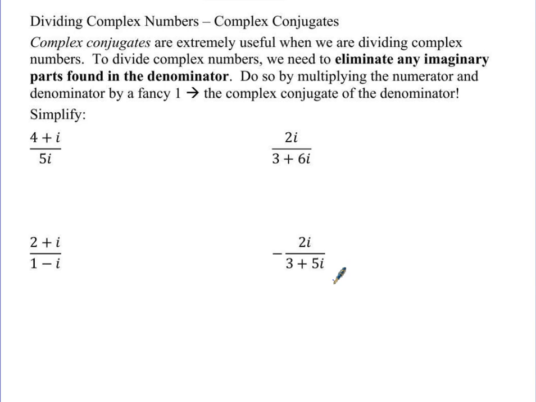Okay? It's going to happen by doing a bunch of fancy ones and using conjugates. So I'm going to need a fancy one in this problem. I have to get rid of that i. Well, I know from earlier, if I multiply i times i, what do I get? I get -1. So if I multiply 5i times i, I'll get 5i squared, which gives me -5. The imaginary part is now gone from the denominator. So in this case, my fancy one is just i.